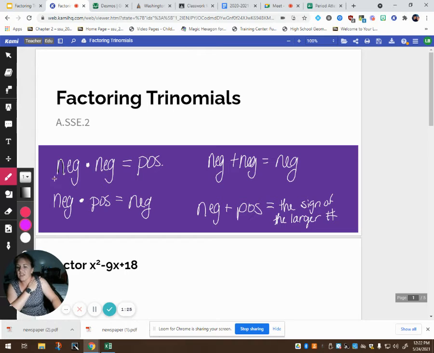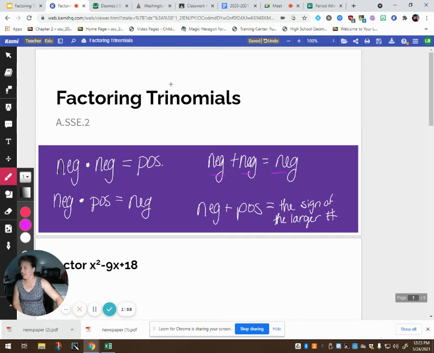Okay, so it's good to know that a negative times a negative is a positive. I'm assuming you all know that. And a negative times a positive is a negative. If we're adding them together, a negative plus a negative just equals a bigger negative. And if I add a negative and a positive together, their sum depends on what the sign of the larger number is. So if it's a really big negative plus a smaller positive, then the sum's going to be negative. If it's a smaller negative plus a really big positive, then the sum will be positive.